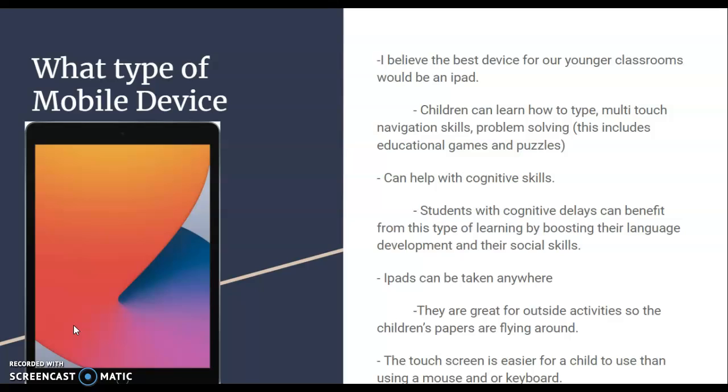What type of mobile device? I believe the best device for our younger classrooms would be an iPad. I say this because children can learn how to type and use multi-touch navigation skills and also problem solving. On the iPads, they can have educational games, they can download educational puzzles, they can also have ebooks. This also can help with cognitive skills. Students with cognitive delays can benefit from this type of learning by boosting their language development and their social skills.